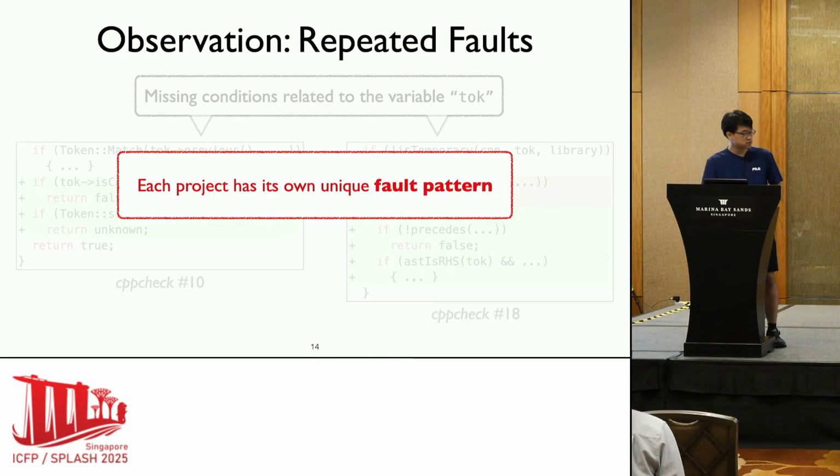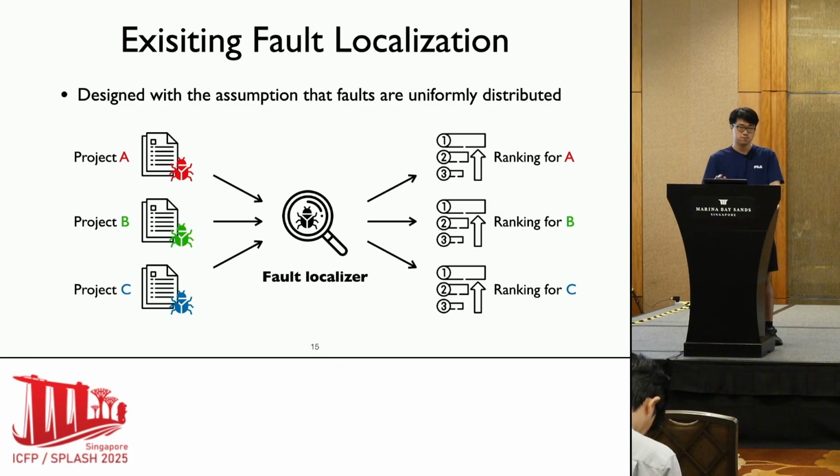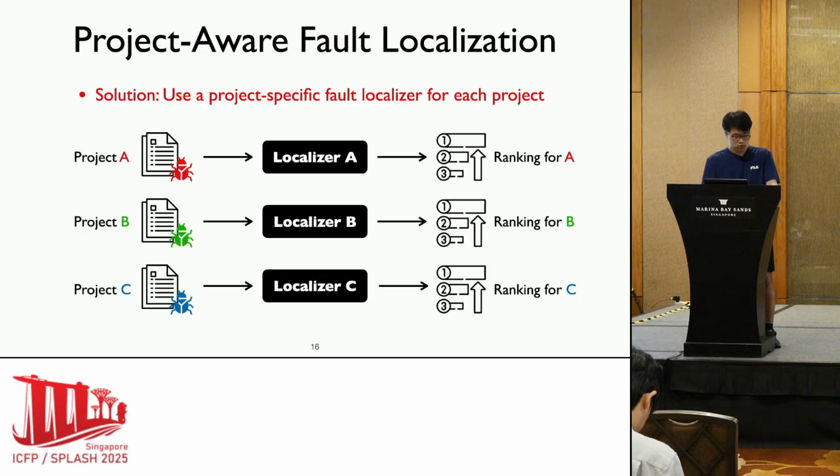So through this observation, we found that each software project has its own unique and recurring fault patterns. However, existing fault localization techniques do not leverage such project-specific fault patterns. Instead, they attempt to apply a well-designed heuristic or a globally trained fault localizer to all projects. To overcome this limitation, we propose a new approach called project-aware fault localization.